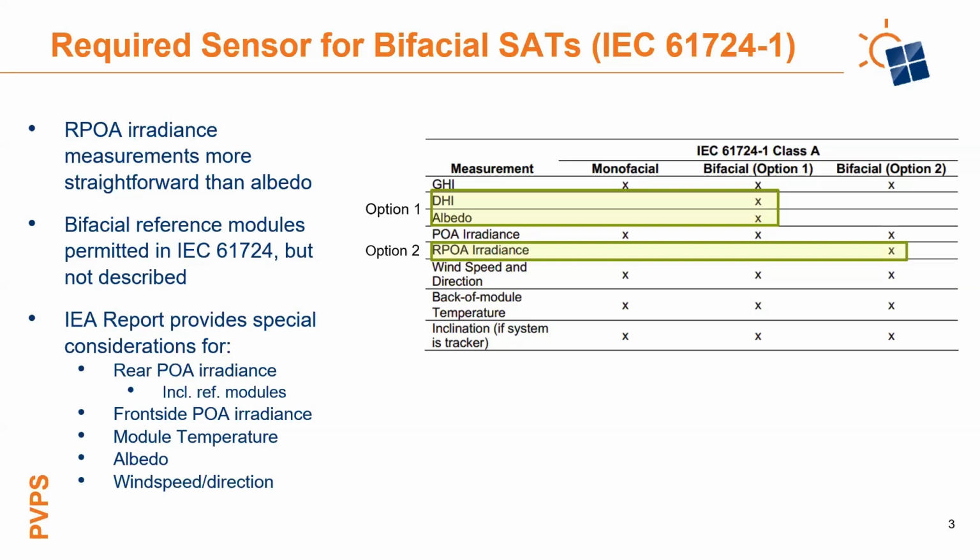The standard does say you can measure rear irradiance with bifacial reference modules and cells, but there are just a lot of details lacking in the how. So our goal with this section in the IEA report was to supplement areas or gaps where the IEC standard is missing. So today I'm really going to focus on rear irradiance and a little bit of front side irradiance. But if you're interested in module temperature, albedo measurements, and even wind speed and direction measurements for bifacial tracker systems, check out the report.